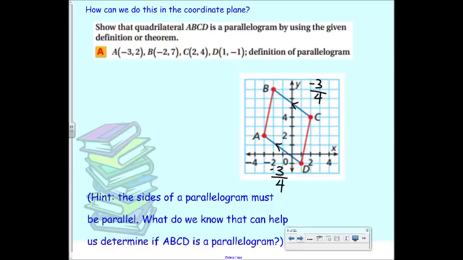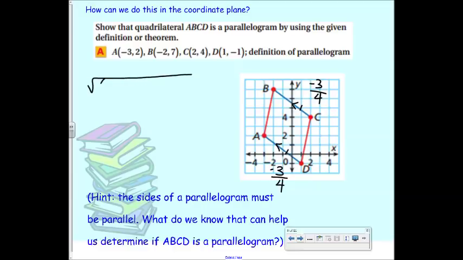All right, is that enough? No. What else do I need to prove? Okay, BA and CD. Is that enough? Is this one of the theorems that we had? No. I could prove that, and it's true, but I also need to show that they're congruent. I also need to show that BC is congruent to AD. So that means I do have to use the distance formula. What's the distance formula again?